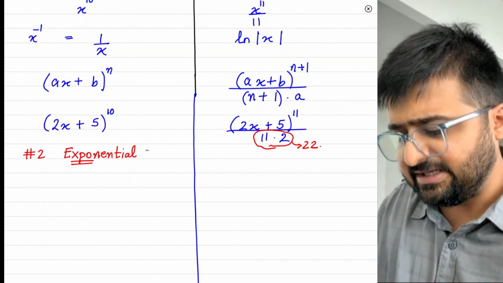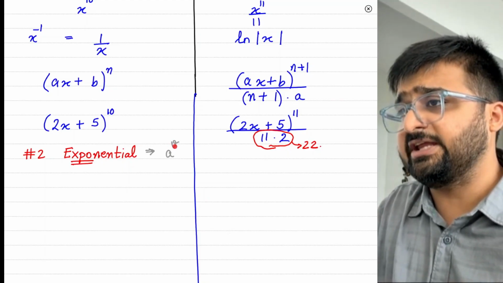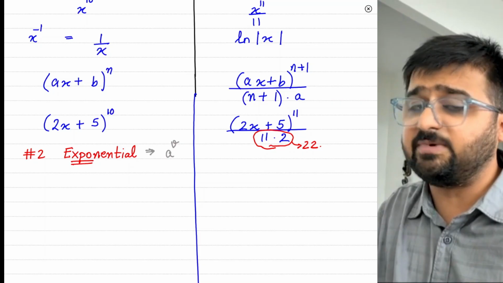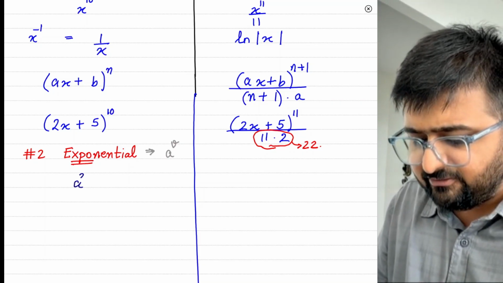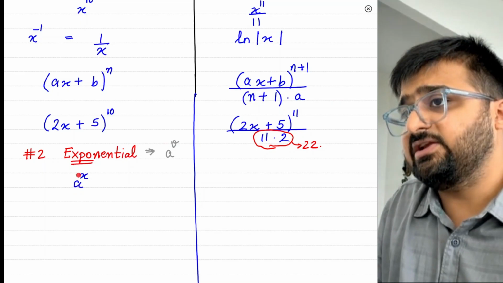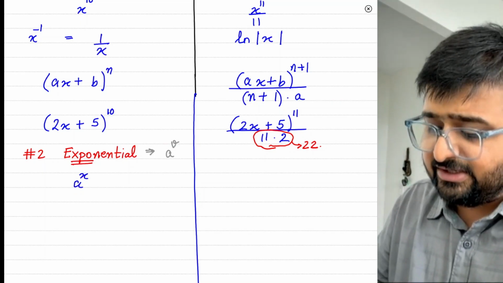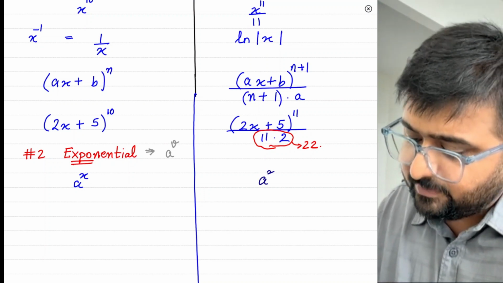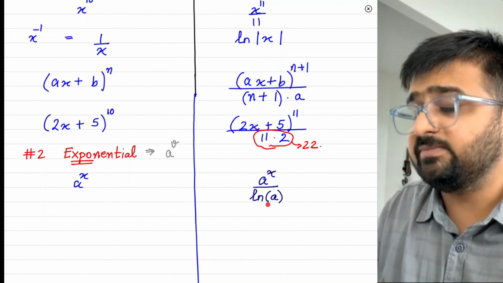Exponential means that there is a constant and there is a variable in the power or in the exponent. So it's constant to the power variable. So example of this would be a to the power x, where a is a constant value to the power of a variable which is x. The integral of a to the power x is a to the power x divided by natural log of a. I hope that makes sense.